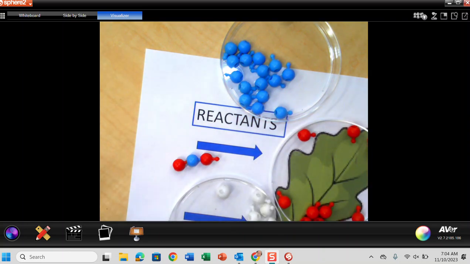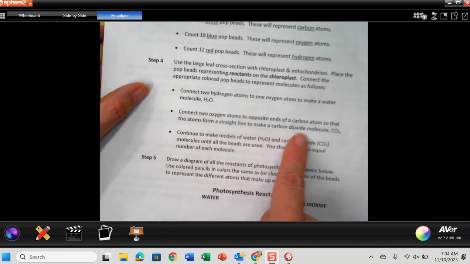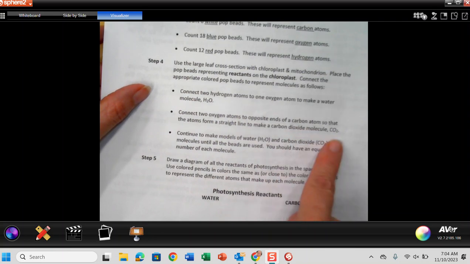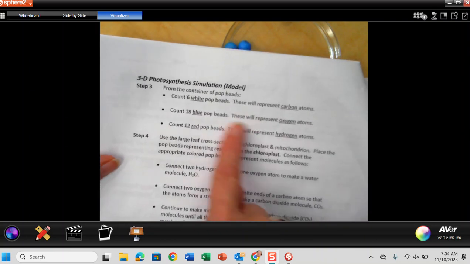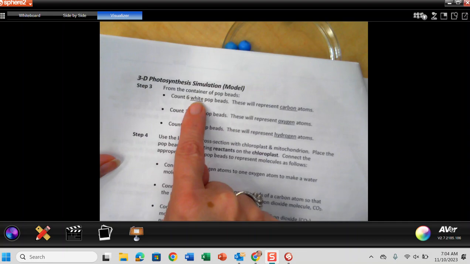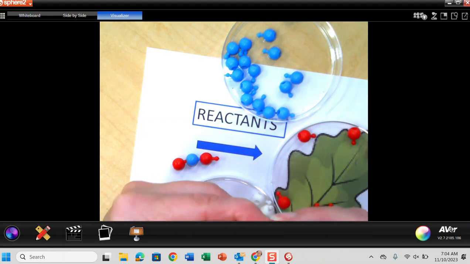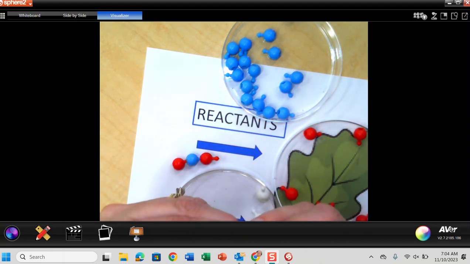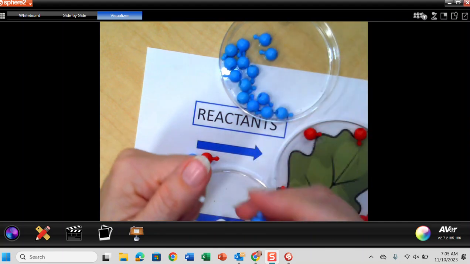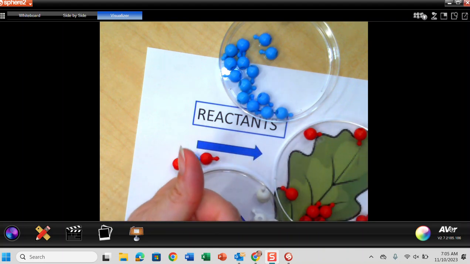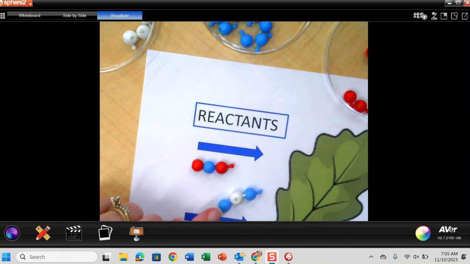Okay, person B was going to connect 2 oxygen atoms to opposite ends of a carbon atom to make CO2. Okay, so 2 oxygen atoms to 1 carbon. Oxygen is blue and carbon is white. So I'm going to have 2 blues and 1 white. So I have 2 blues and 1 white. Okay, and so when I do that, this is a carbon dioxide molecule. So I have made currently 1 water molecule and 1 carbon dioxide molecule.